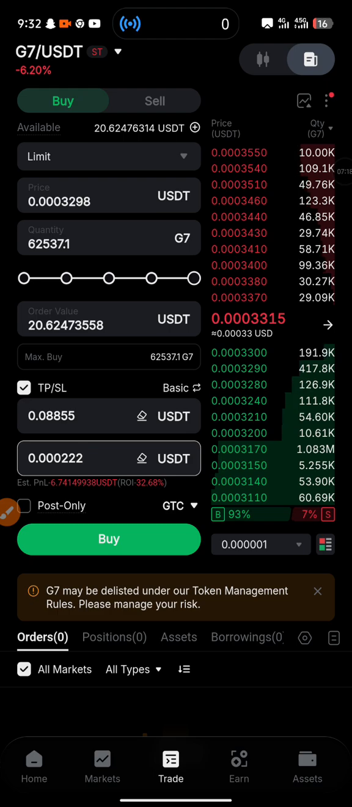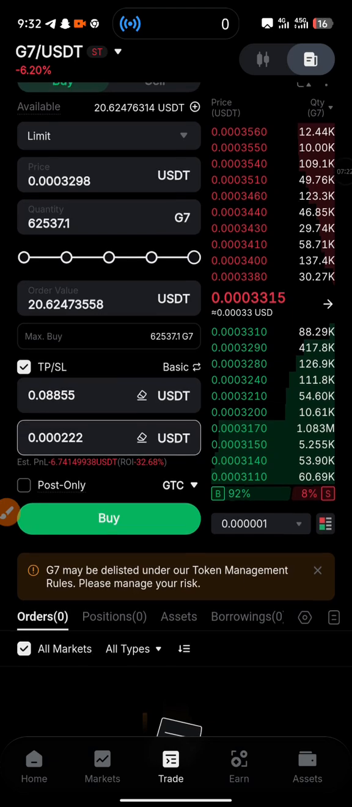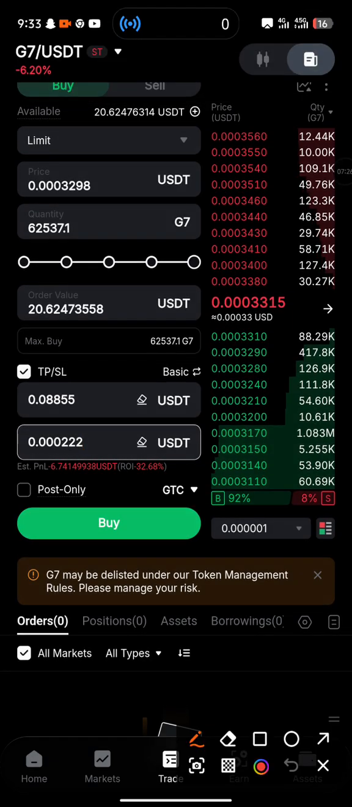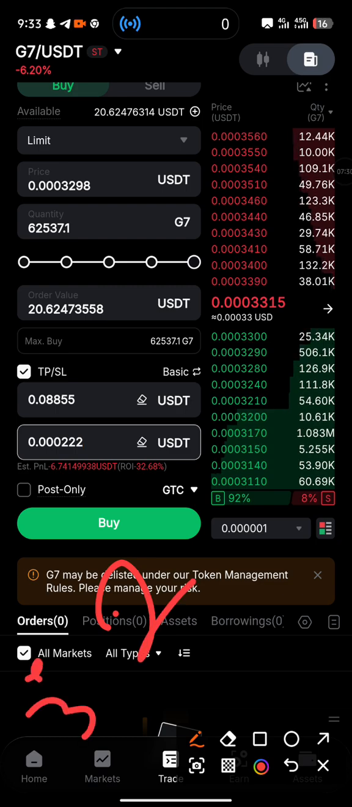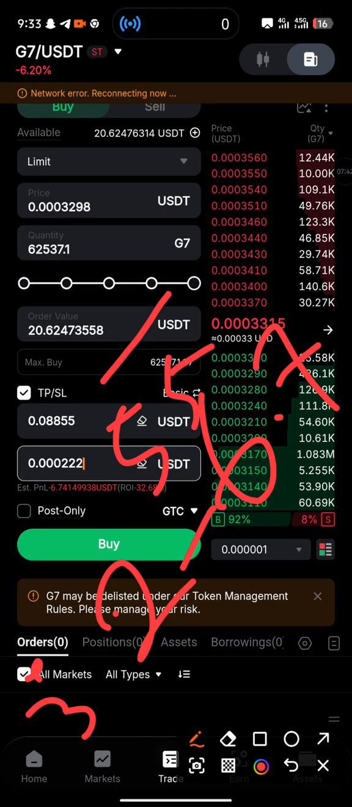Okay, so this is actually what I'll be getting. This is what I'll be losing if it got to 0.0002. I'll be losing 6.7, and if it gets to 0.0055 as my take profit, I'll be getting 5, sorry.